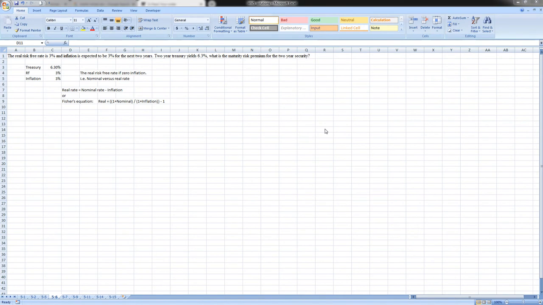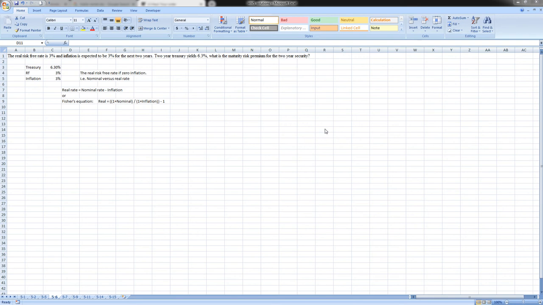So the real rate's the nominal rate less inflation. Next, you're given that there's inflation at 3%. So this is guiding you towards what the nominal rate is. And then you're told that that inflation is over the next 2 years. It's expected 3% next 2 years. Lastly, you're told that the 2-year treasury yields 6.3%.